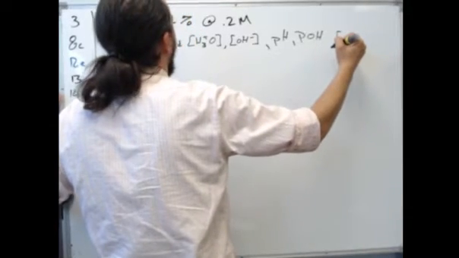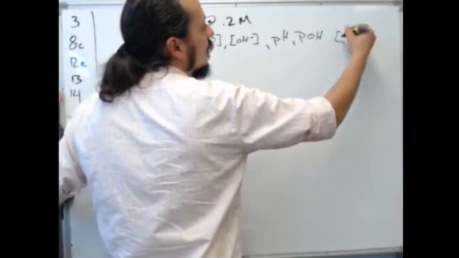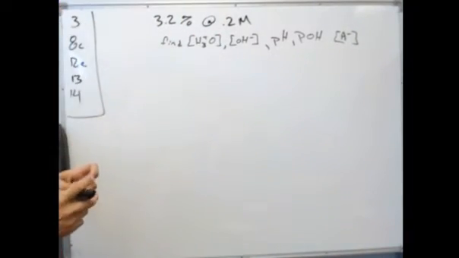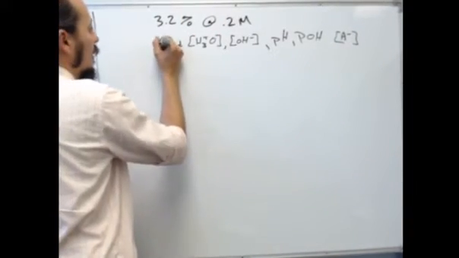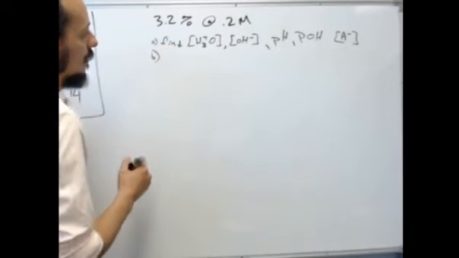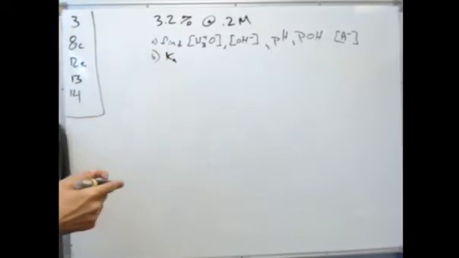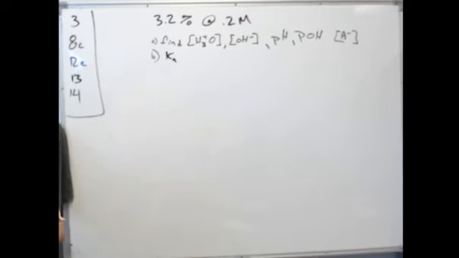And the unknown anion, we'll call that just anion A minus. And then there's a part B. Do you just want to go to A first, or should I say B? What's B? Okay. B says, what is the Ka of the unknown acid? So I like going to part B.